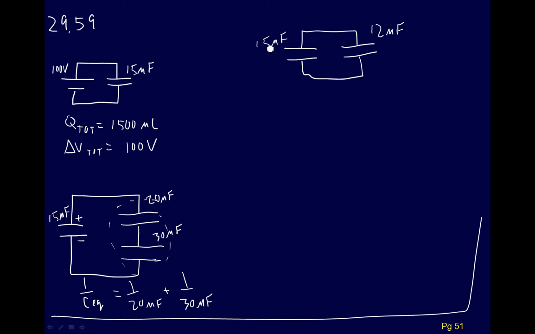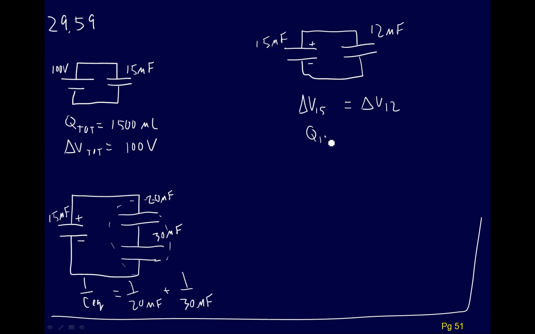And so what's tricky here is that, for the 15 microfarad capacitor, we've got to realize what stays the same and what's going to change. Well, this guy is charged up with 1500 microcoulombs and 100 volts. But as it loses charge, it's going to lose potential. So we don't know what the final potential is going to be. But we do know that the final potential of the 15 has to be the potential difference of the 12.